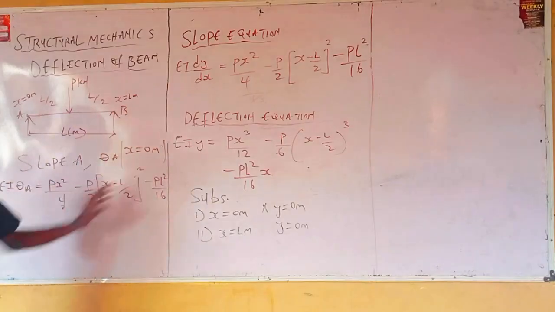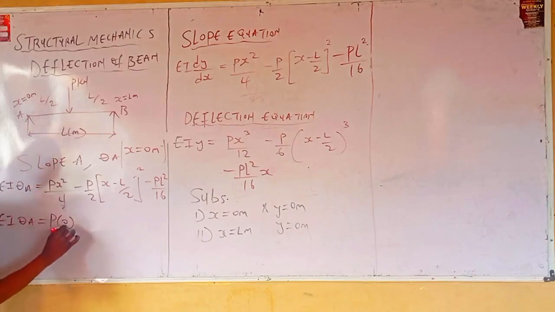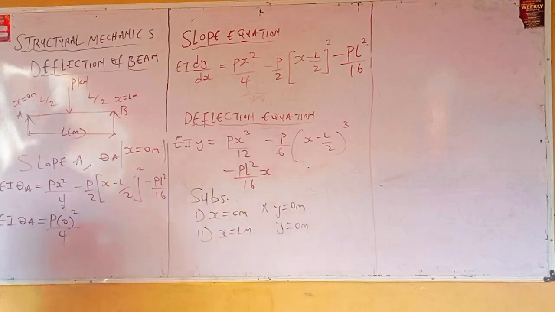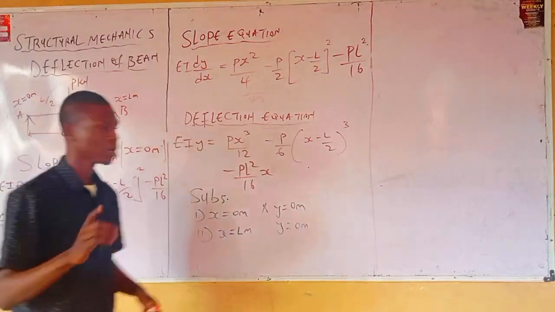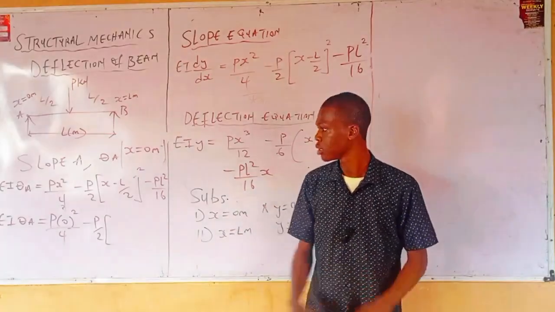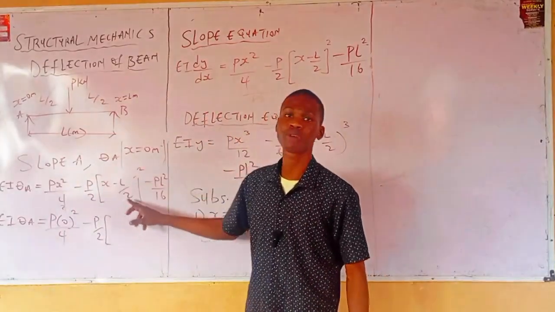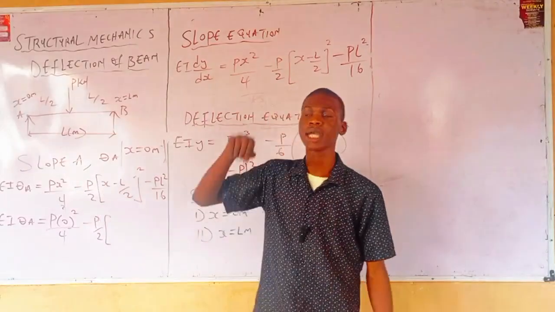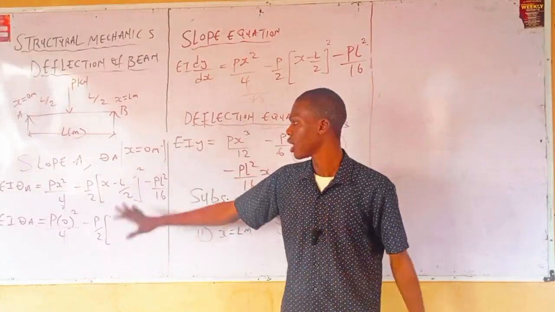Now let's substitute the value of x into this equation, meaning that EI theta A, which is the slope equation, is equal to P all into brackets 0 all squared divided by 4, negative P divided by 2 all into brackets. Now from here, just the same way we did, we said it is hypothetical, meaning it is an assumption. When you substitute the value of x being 0 here, it is affecting this bracket and not this x alone. Why? Because when you integrate it to get the slope equation, you consider the bracket as a unit. So that's what it means here.